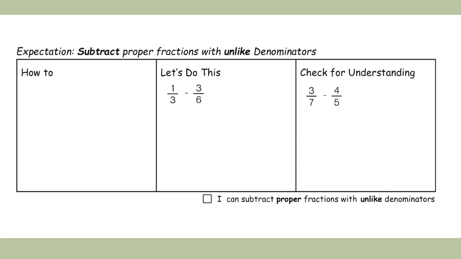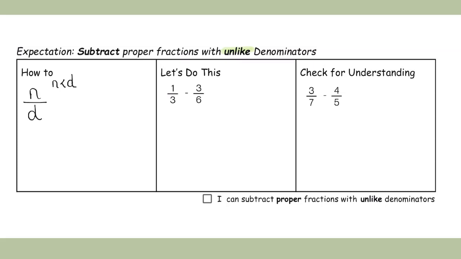In order to subtract proper fractions with unlike denominators, let's first begin by looking at what a fraction is. Let's remember we have a numerator and a denominator for our fractions. Because we're talking about proper fractions, our denominators are going to be larger than our numerators. So just a key reminder, the numerator is less than the denominator.